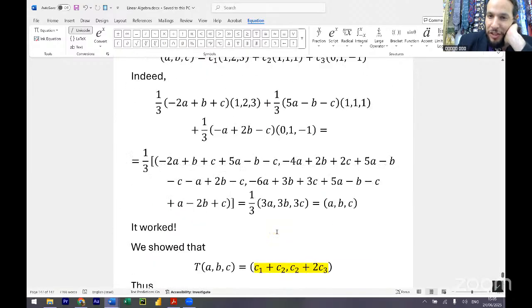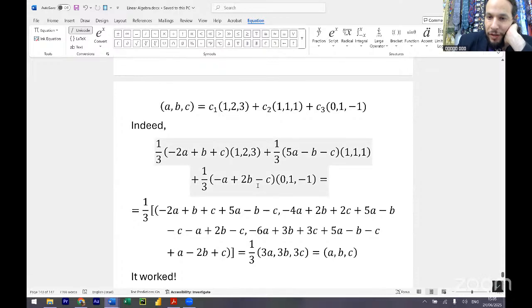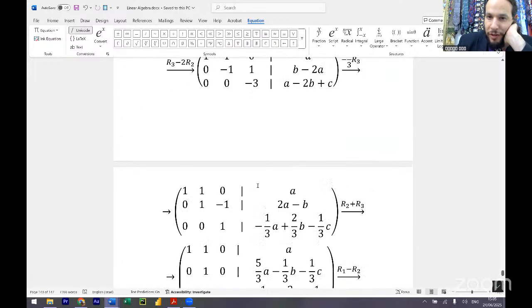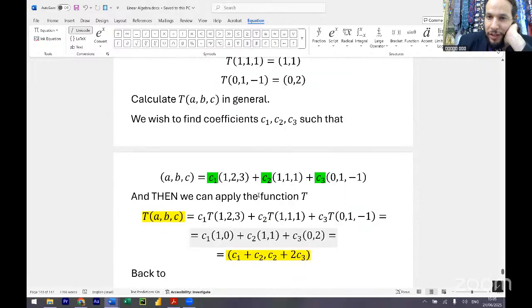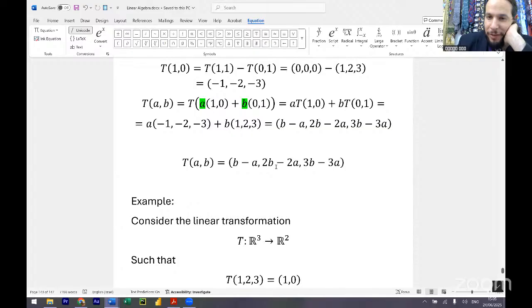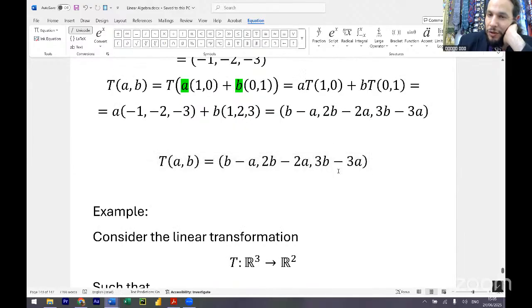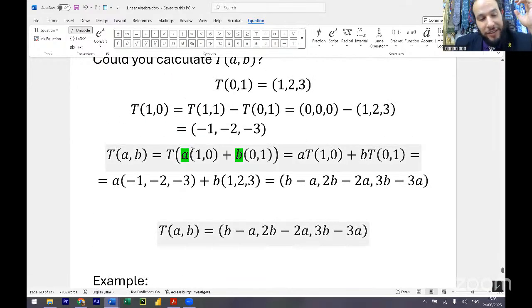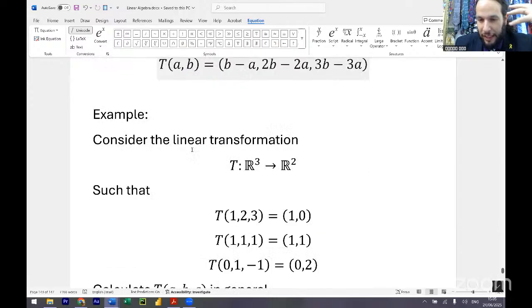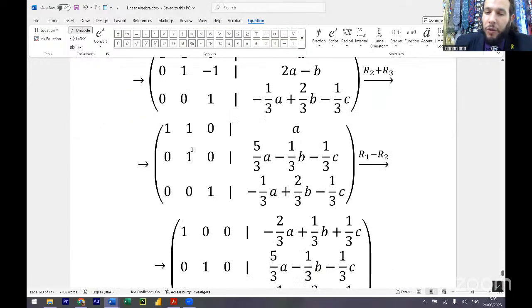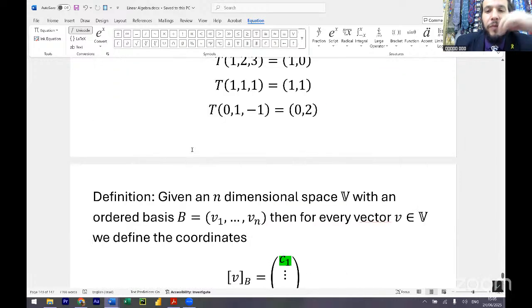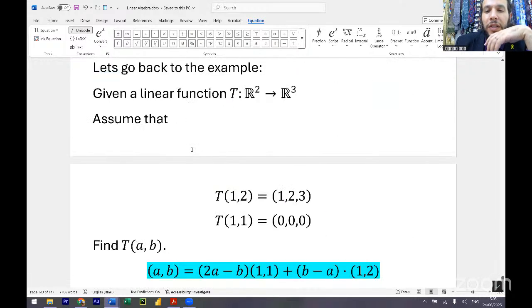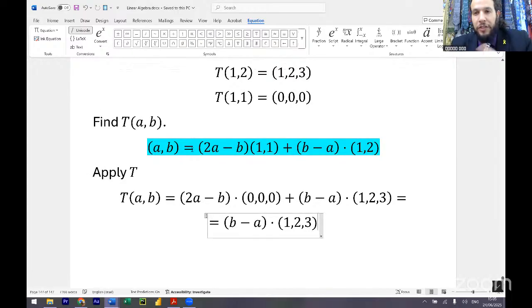Let's go back to this question. Here. See, B minus A times (1, 2, 3). So the trick was nice, but it is not scalable to find tricks. The solution I've shown you works for any old base. Any question thus far?